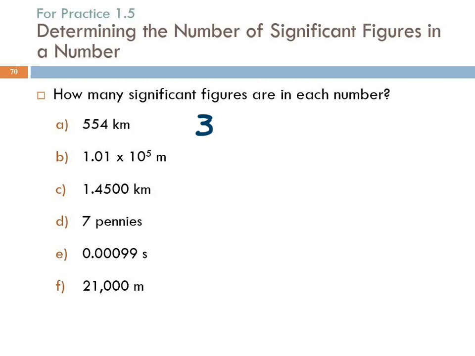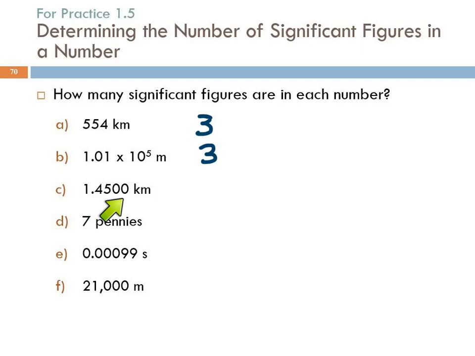How about 1.01 times 10 to the 5th meters? 3 again. That 0 is trapped between the ones, so it counts. In scientific notation, the decimal part, the part before the times 10 to the something, all of those digits will be significant because the placeholding zeros go away when you put it into scientific notation. Here's the placeholder part, times 10 to the 5. This is not counted as a significant figure.